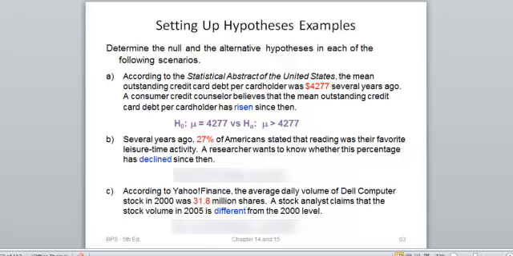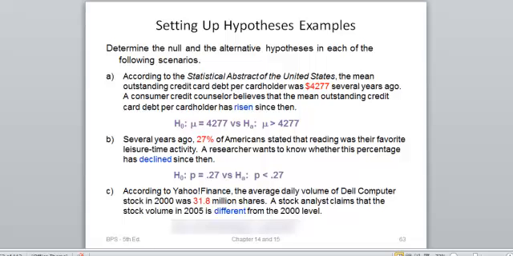Several years ago, 27% of Americans stated that reading was their favorite leisure time activity. A researcher wants to know whether this percentage has declined since then. So it's believed that it is 27%. We're trying to get enough evidence to show that the proportion has decreased. So the null hypothesis would be the proportion is 0.27 or 27%. The alternative would be the proportion is less than 0.27 or 27%.